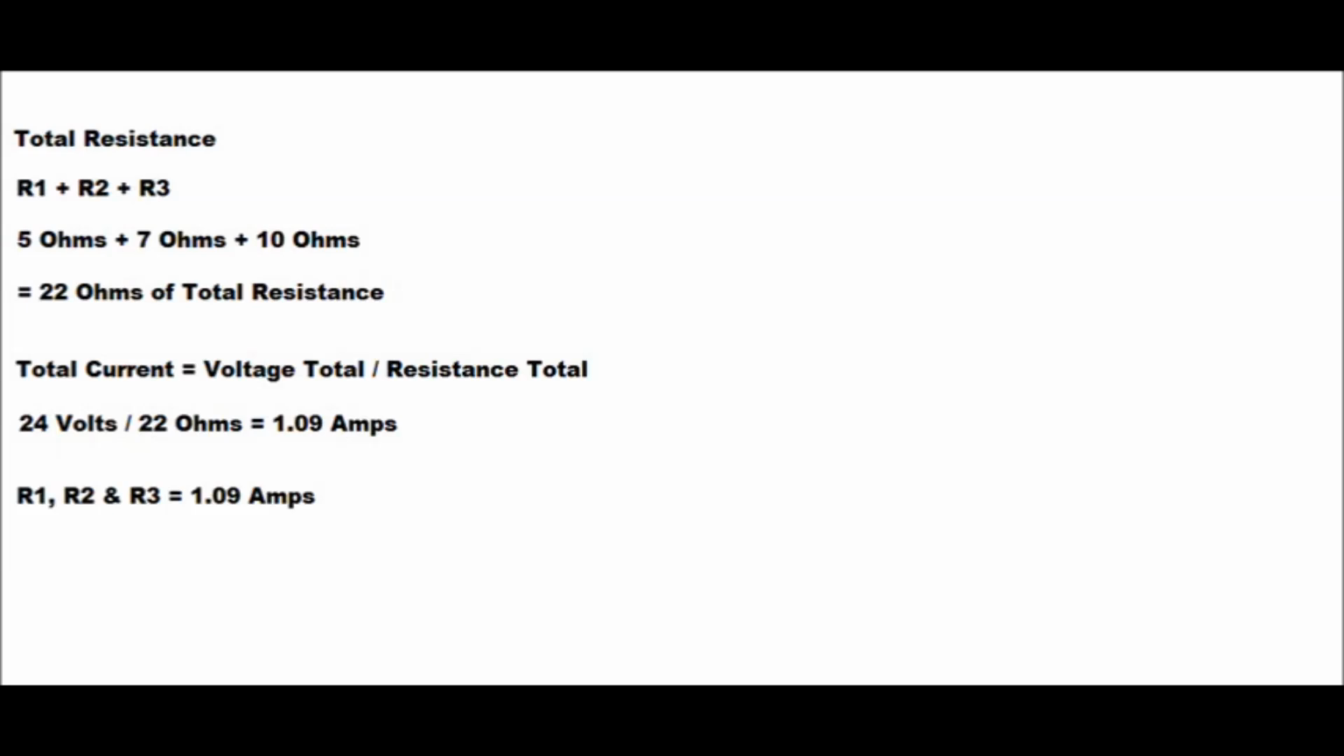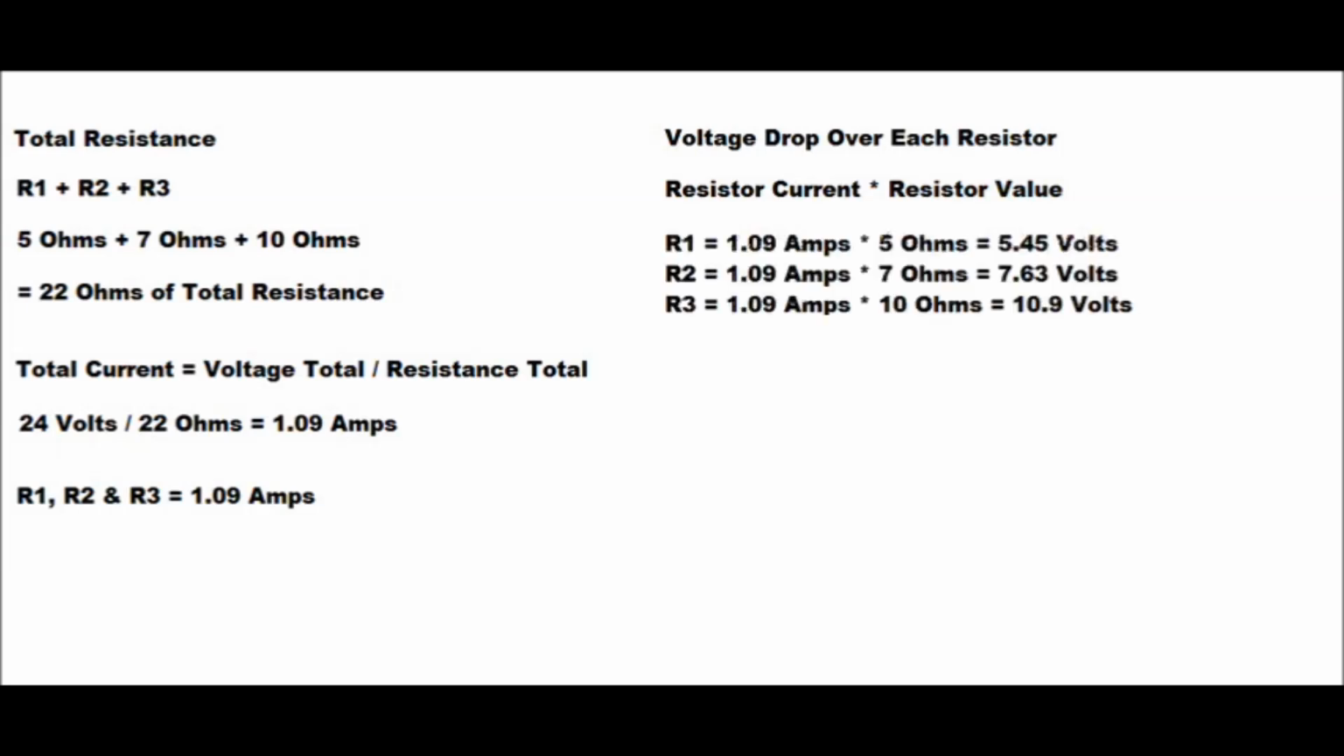Resistors 1, 2 and 3 all have 1.09 amps of current flowing through them, but the voltage will drop as it passes over each resistor. To find the voltage drop across each resistor, we use Ohm's law and multiply the current over the resistor by the value of the resistor. The first resistor has 1.09 amps and is 5 ohms. 1.09 multiplied by 5 equals 5.45 volts.